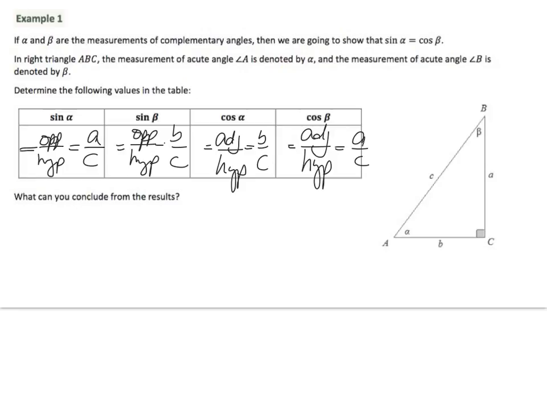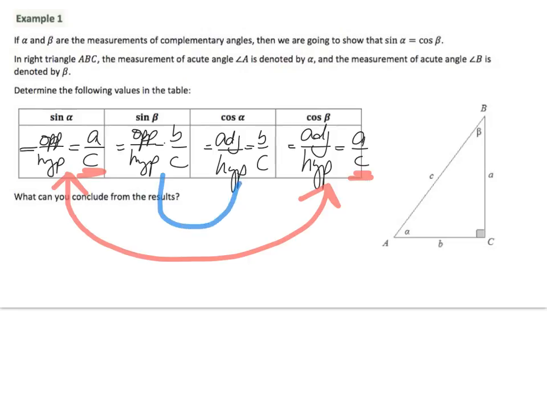Well, if you just look at your answers, you can conclude that sine alpha is the same as cosine beta, A over C, A over C, and sine beta is the same as cosine alpha, B over C, B over C. Okay, since the ratios for sine alpha and cosine beta are the same, then sine alpha equals cosine beta, and the ratios for cosine alpha and sine beta are the same, so cosine alpha equals sine beta.